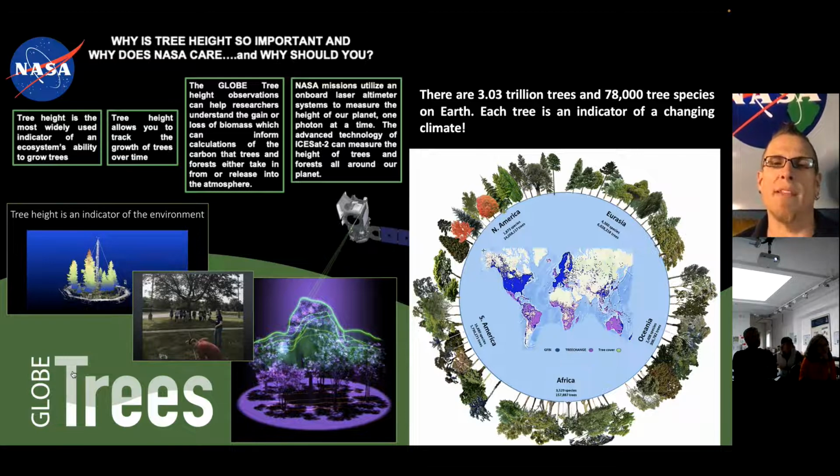Carbon gets sequestered by trees on a global scale. We have 3.03 trillion trees on our planet with 78,000 different tree species. All of these pull in carbon and sequester carbon at different rates based upon the tree species, the size, their location, how much carbon is in the atmosphere, things like that. We have the Arctic boreal landscape, up in the northern latitudes, where we have literally millions of pine trees pulling in lots and lots of carbon dioxide from the atmosphere.